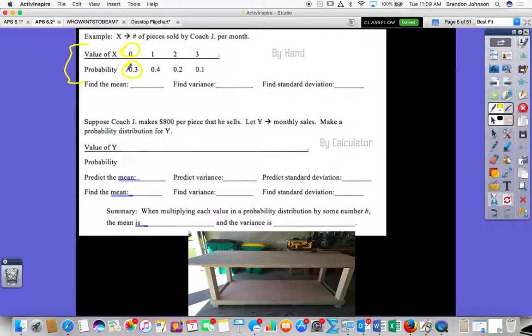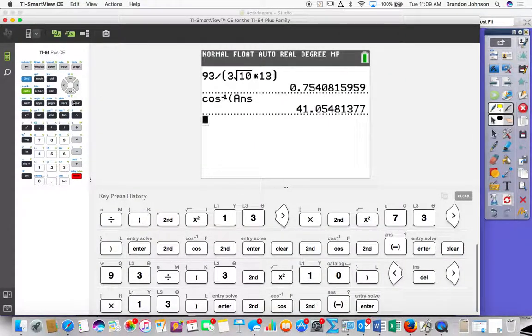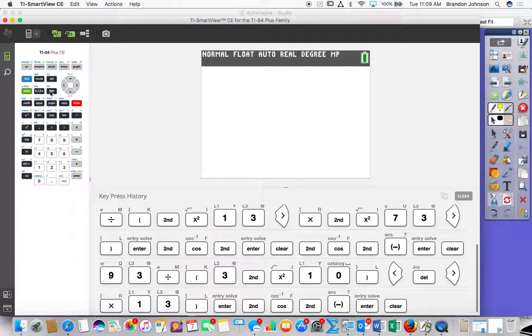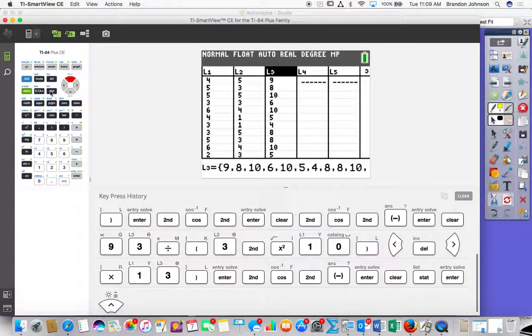But to help us, here's what we're going to do. We're going to help a little bit. Take out your calculator. I'm going to throw something here, okay? And you've done this before, which is kind of nice. Go to Stat and go straight to Edit, okay? And I'm going to clear all these out. Clear them.